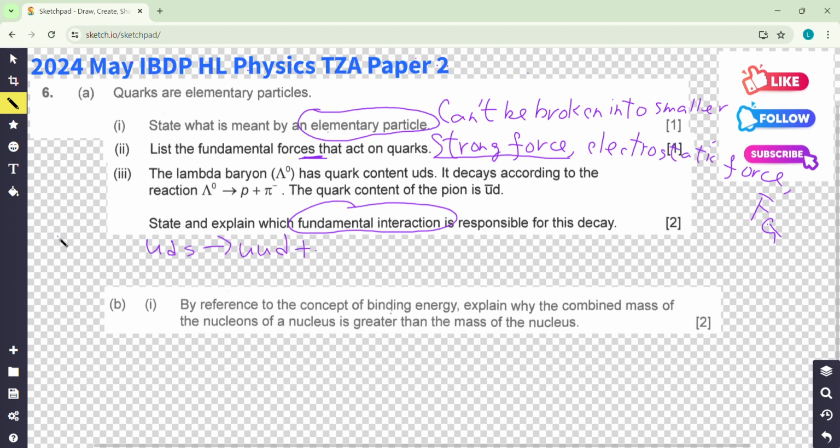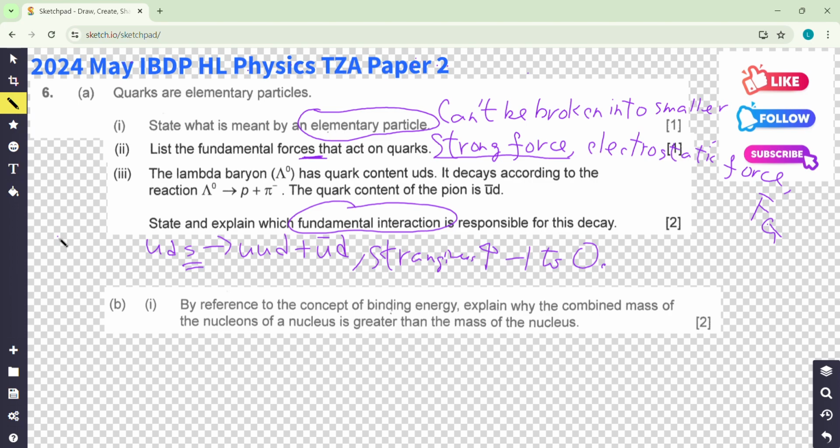Plus a U body. Is anything not conserved? Yes, the strange quark disappears. So strangeness increases from -1 to 0. Remember to look at the data booklet: the strangeness of a strange quark is -1. So you can say strangeness increases from -1 to 0, so strangeness is not conserved, and the difference is one.